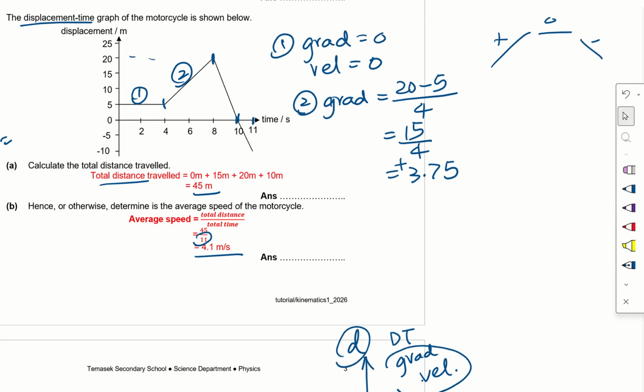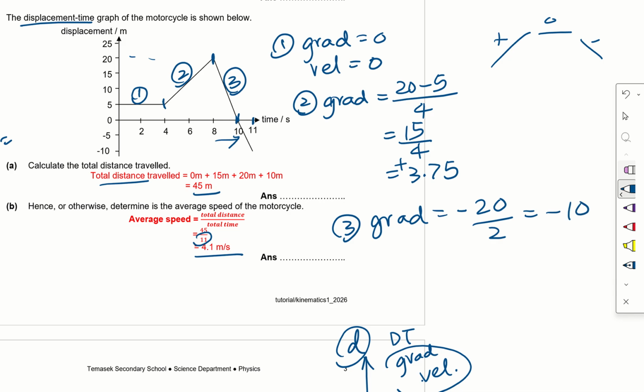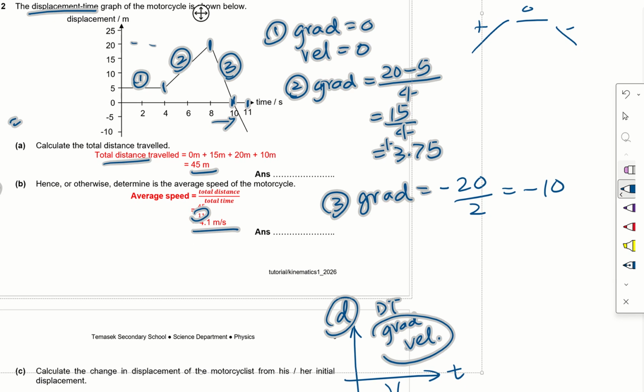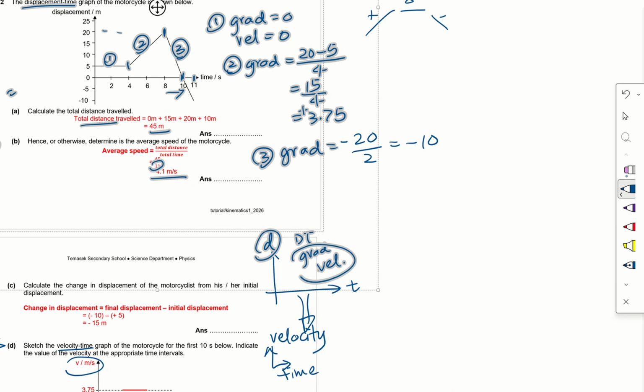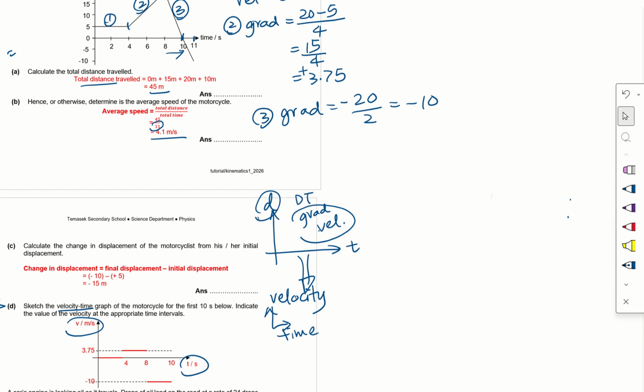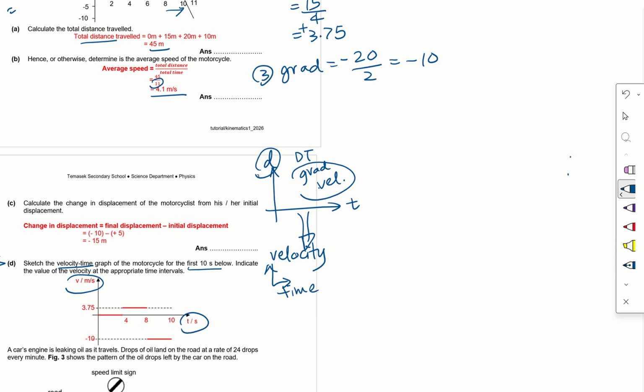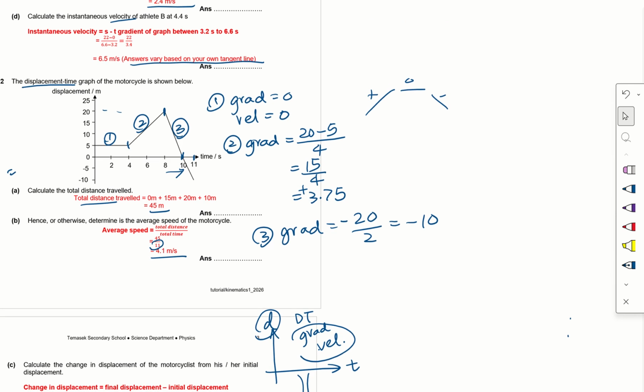Then the next section, section 3, is from 8 to 10 seconds. We notice that the gradient is actually negative, so it is minus 20 over 2, so it's negative 10. And lastly, section 4. Oh, they only want us to do it for the first 10 seconds, yeah? So I don't need section 4. I don't need this part. So I just need these 3 sections: section 1, 2, and 3.